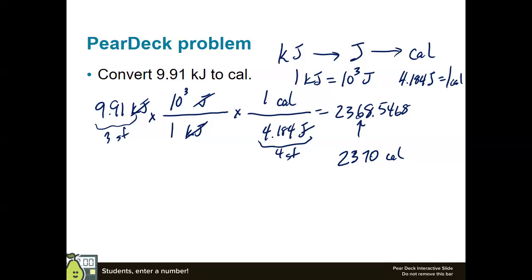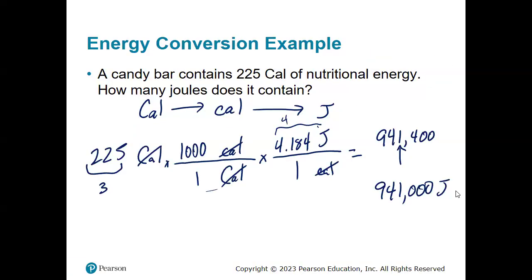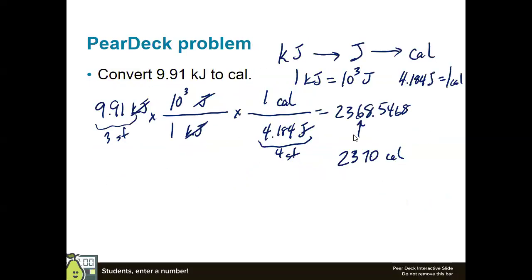2,370 is the correct answer here. Now you can see off of this example and off of the previous example why we don't use little c calories or joules very often. For something as simple as a candy bar, we're talking about 941,000 joules. It's a lot more practical to use kilojoules instead. So we tend to see kilojoules a lot more often instead of joules.